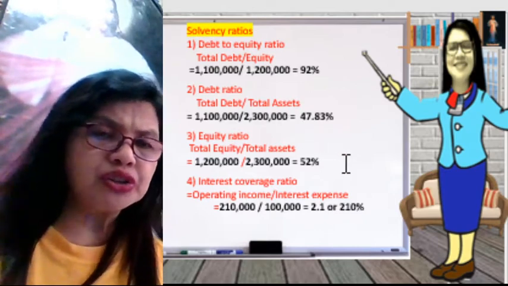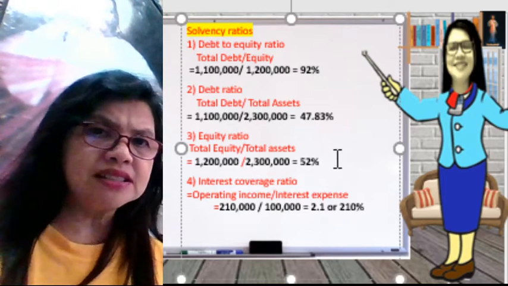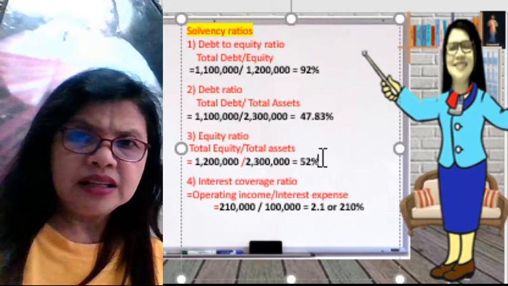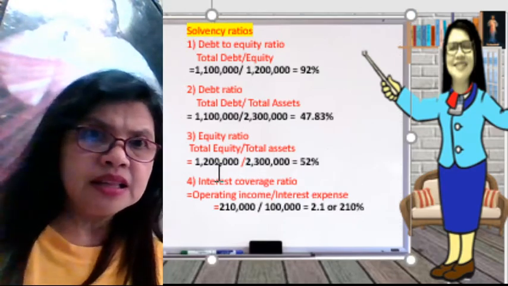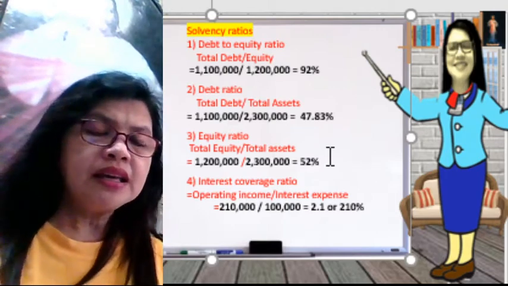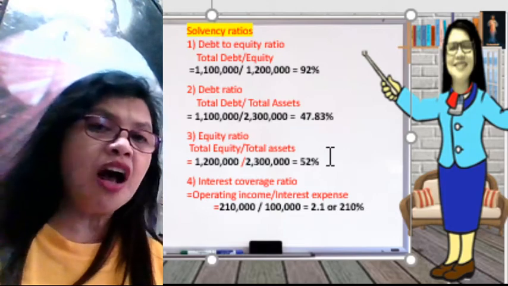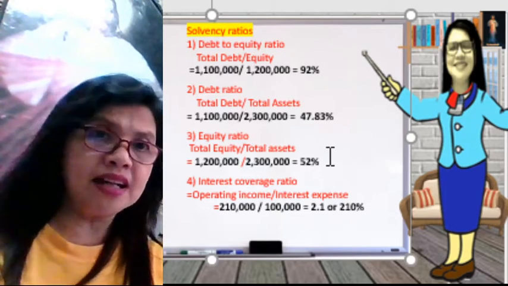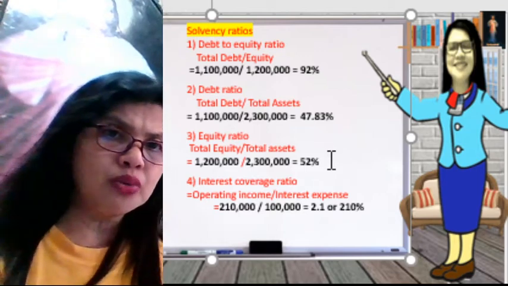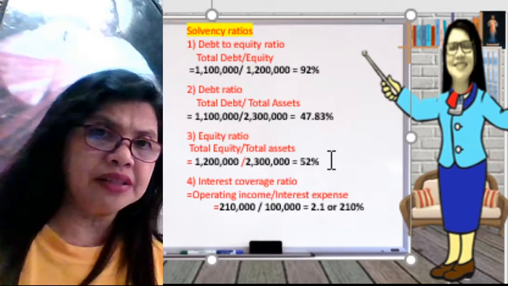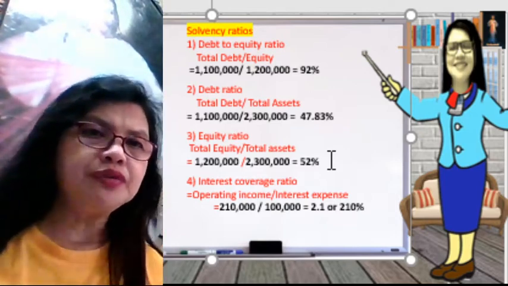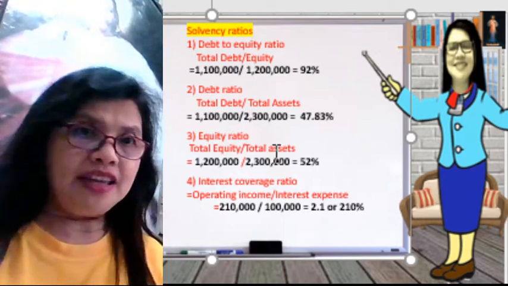Then the equity ratio, okay, this also tells us how much percentage of the total assets do we rely on our equity, or how much of the total assets is financed by our investors. So in this case, we have 1,200,000 divided by 2,300,000. So it is 52%. It is 52% financed by our investors.